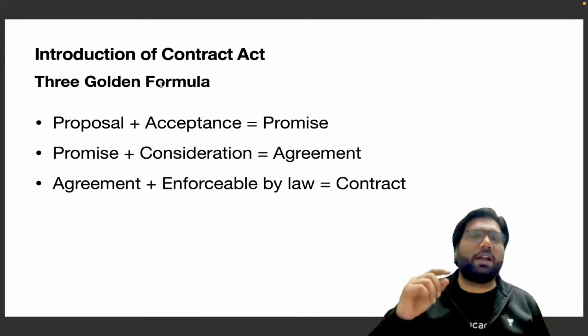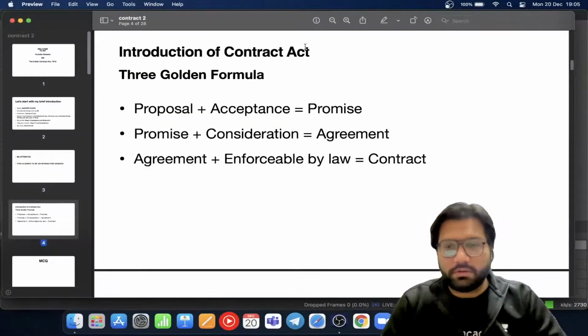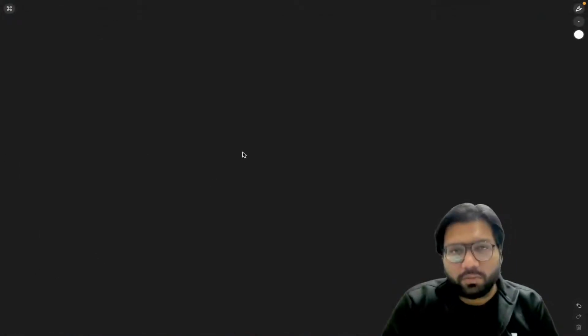Okay, students, so now I'm starting with section number 4, the basic introduction. See, as I have already told you, the 3 golden formulas, it started with proposal. And when we say proposal, we mean section number 2A, that comes up with all the essentials of the concept of proposal, right? So one of the important essentials of proposal is signifies, which means communication.